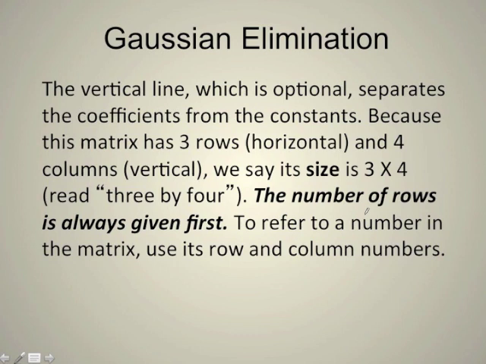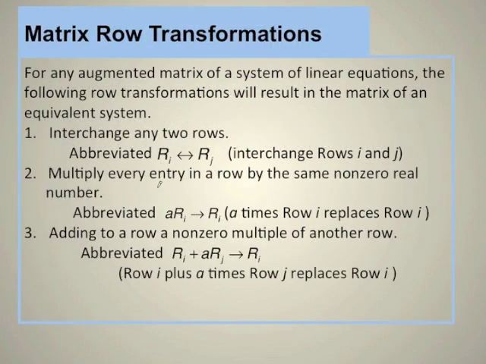Because this matrix has 3 rows horizontal and 4 columns vertical, we say the size is a 3 by 4 matrix. The number of rows is always given first. To refer to a number in the matrix, use its row and column number. Solving with these matrices, we do matrix row transformations. In the augmented matrix, the following row transformations result in an equivalent system.